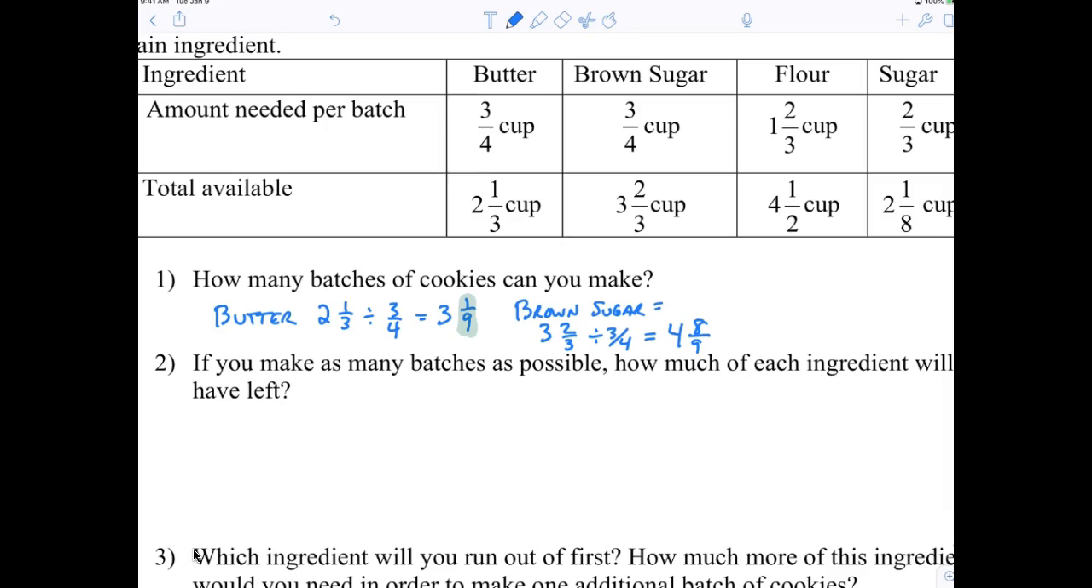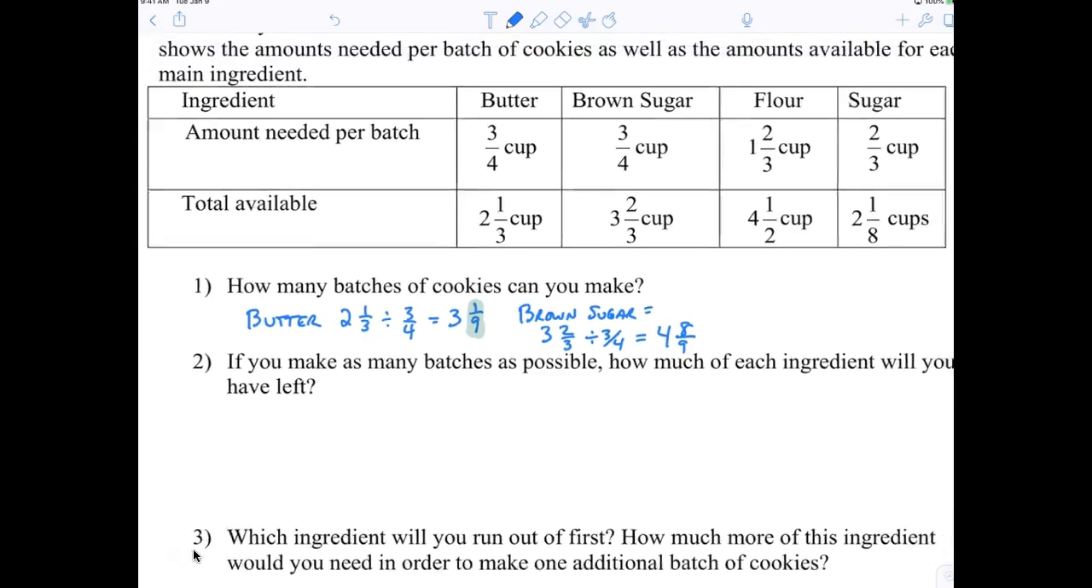All right? So if I wanted to bake cookies, how many batches could I make so far with these two ingredients? You can only make 3, right? Because you don't have enough brown sugar to make, or you don't have enough butter to make the 4th, correct?